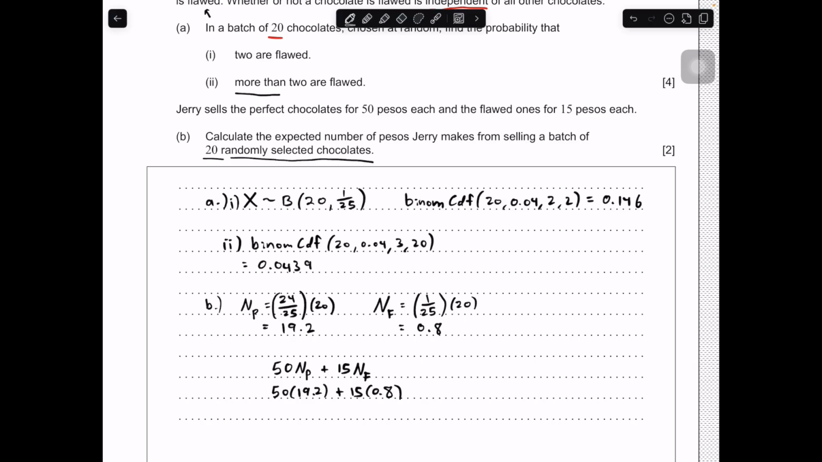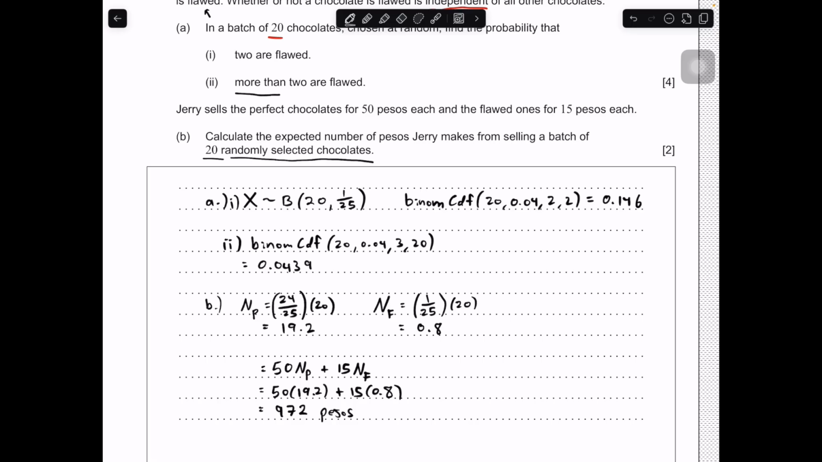All right, so let's go and work that out. I'm going to work it out on the calculator that I have right here. 50 times 19.2 plus 15 times 0.8. And this should give us 972 pesos. That would be his expected earnings.